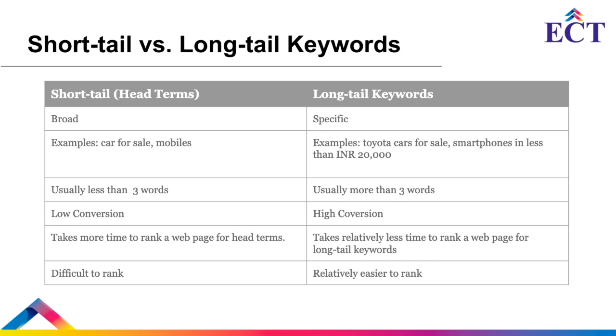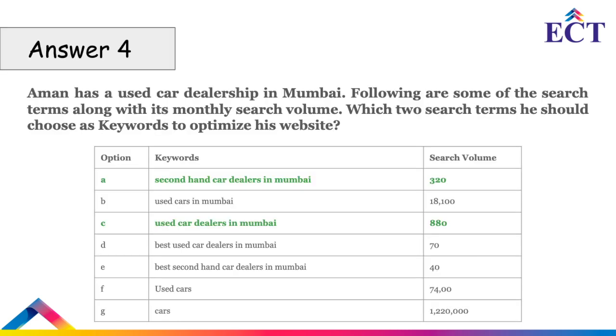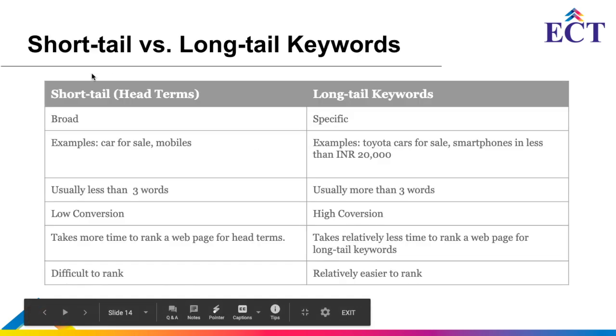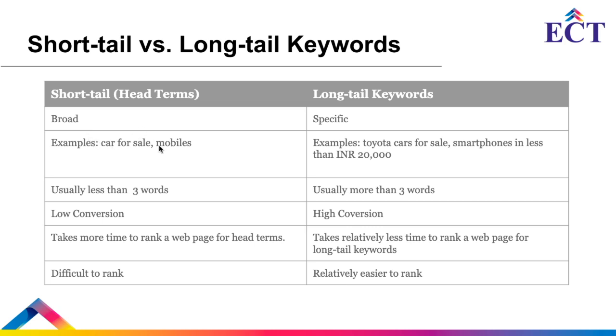When we talk about short tail keywords and long tail keywords, these are short tail keywords: used cars, just cars. These are called head terms, or quite broad keywords. That means they do not have a clear intent of what exactly the user wants to do. If somebody is searching for mobiles, car for sale, mobile phones, smartphones, cars, used cars, you really do not know what the intent of the user is.